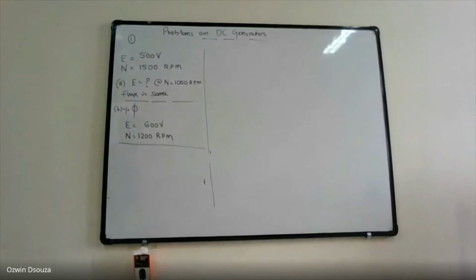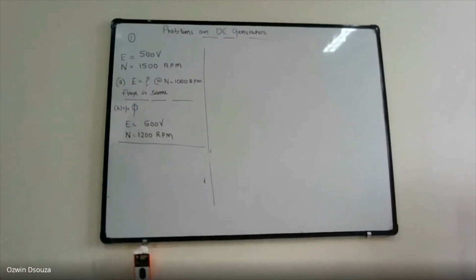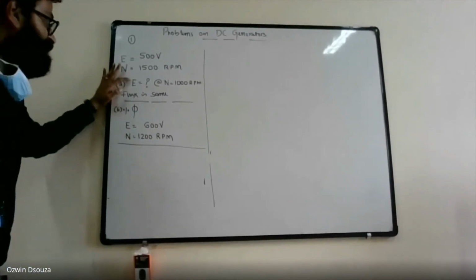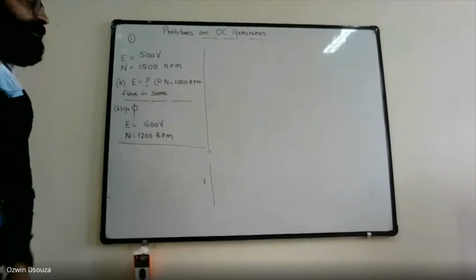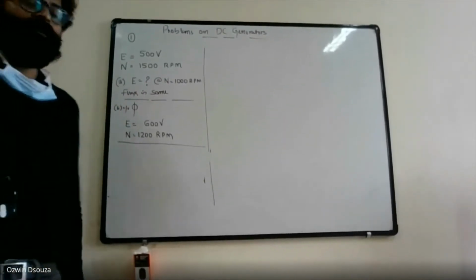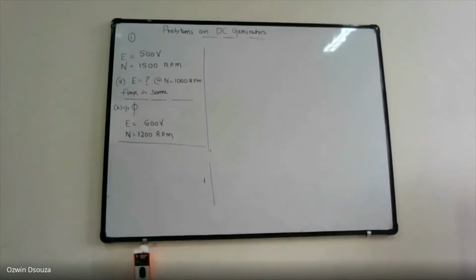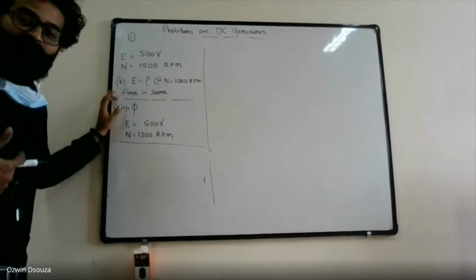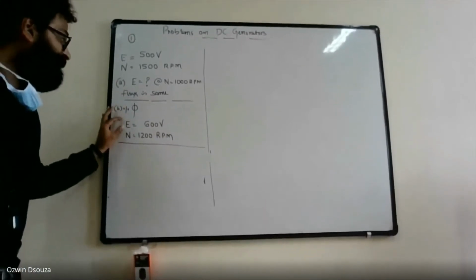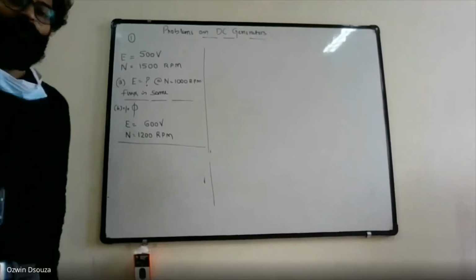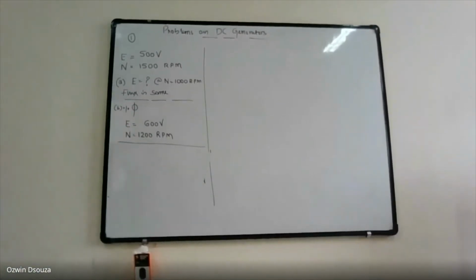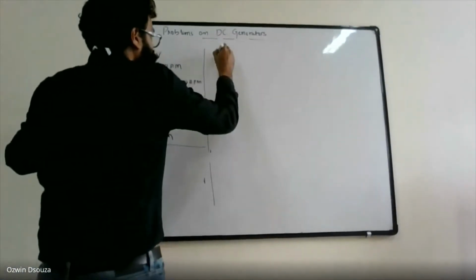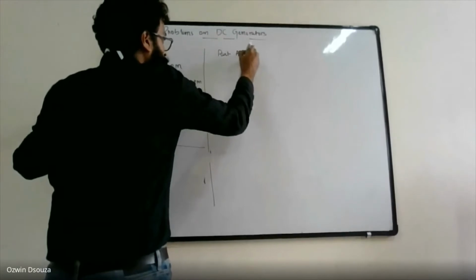Right. So you have been given two cases. The first case is to find the EMF of the generator when the generator is running at 1000 RPM, assuming that flux remains the same. In the second case, they are asking us to find the percentage increase in flux in order to generate an EMF of 600 volts at a speed of 1200 RPM. All right, so this particular problem needs to be solved very, very systematically. So first let us consider part A. Part A.